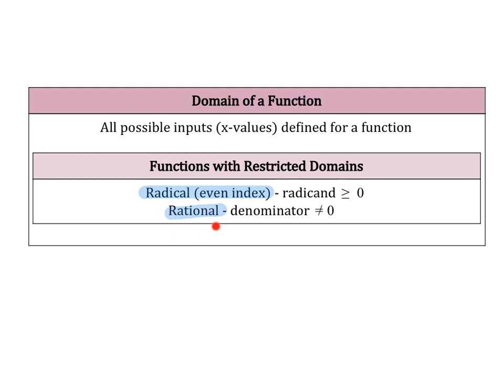The other one we need to watch out for at this point are rational functions. Those are functions that look like fractions. The reason we need to look out for these is because we know that the denominator cannot equal 0, and that creates a domain restriction. So we are going to be setting our denominator equal to 0 to find our restrictions.